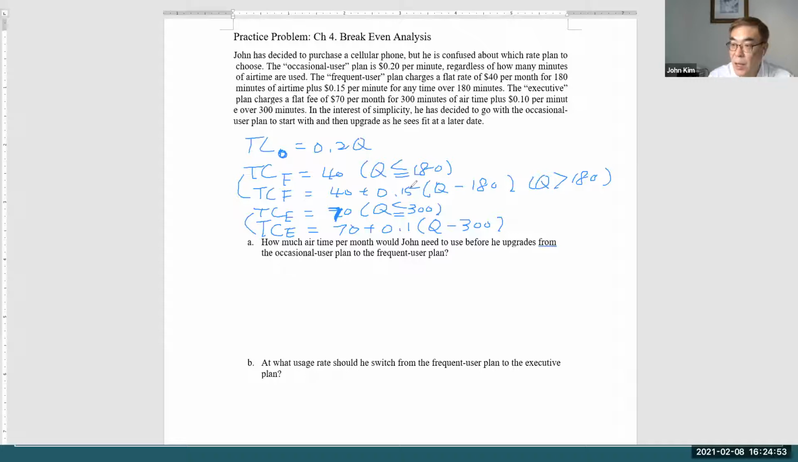And the question: how much air time per month would John need to use before he upgrades from the occasional to the frequent plan? This one is asking for the left side crossing point. And then this one, at what usage rate should he switch from the frequent plan to the executive plan? This one is asking for the right side point.